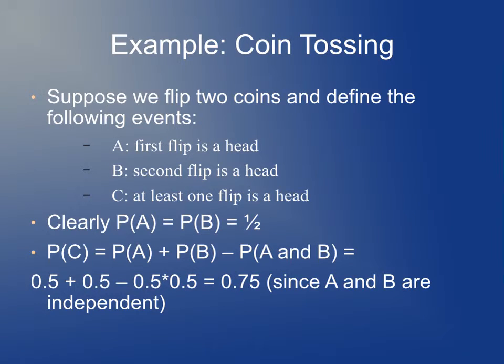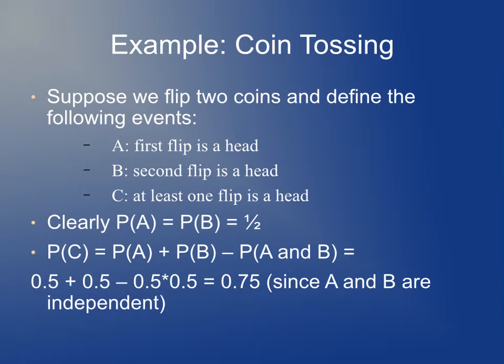So, for example, let's say that we flip two coins and define the following events. Event A is the first flip is heads, event B is the second flip is heads, event C is that at least one of the two flips is heads. So the probability of A is clearly equal to the probability of B, which is equal to 1/2. Probability of C, at least one flip is heads, is equivalent to the event that the first flip is heads or the second flip is heads.